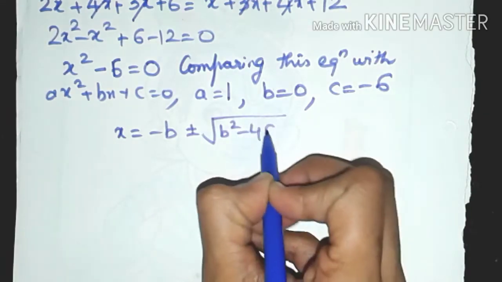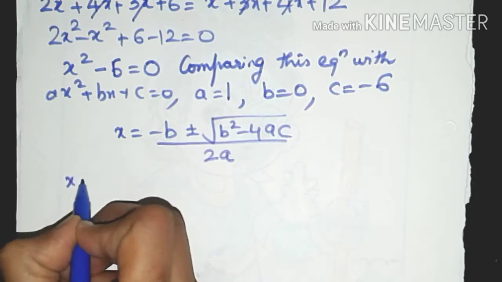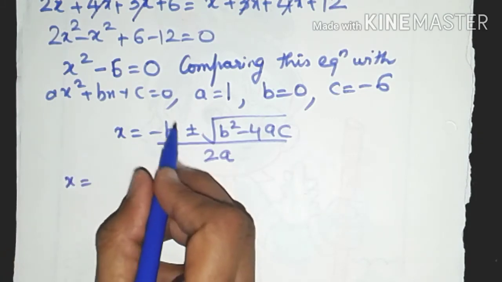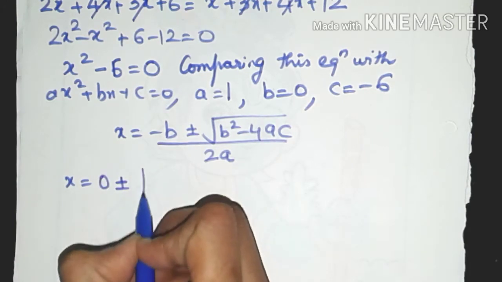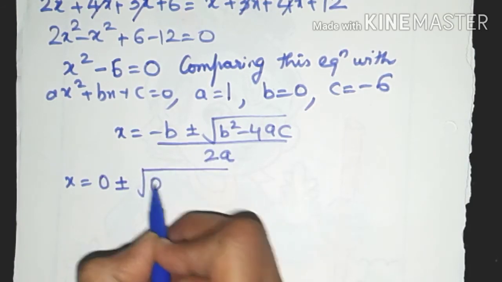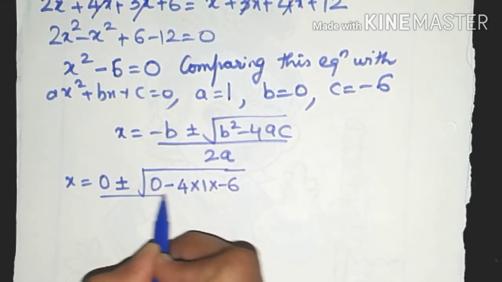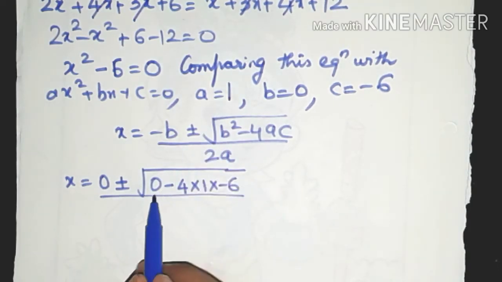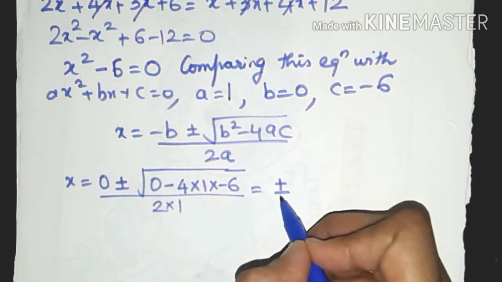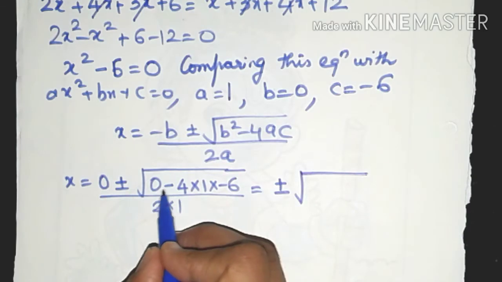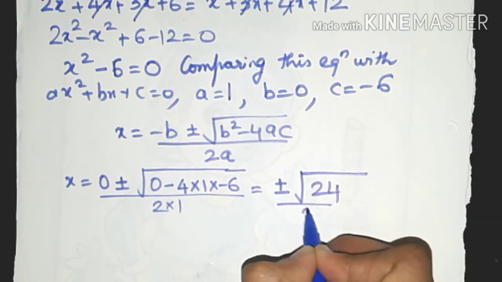This is minus b plus or minus square root of b square minus 4ac upon 2a. So x is, b is 0, so I'll write 0 for the time being. This is also 0 minus 4 into 1 into minus 6 and 2 into 1. Okay. So what will happen now? Plus or minus square root of 0. Now minus and minus is plus. So 24 divided by 2.